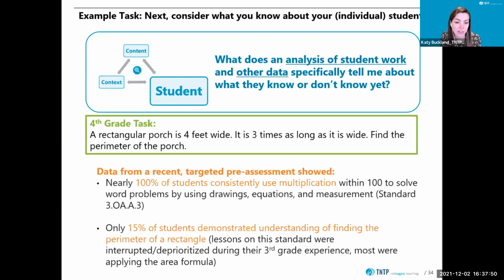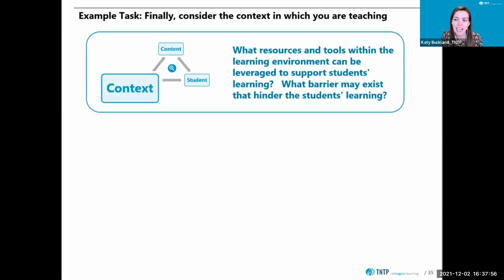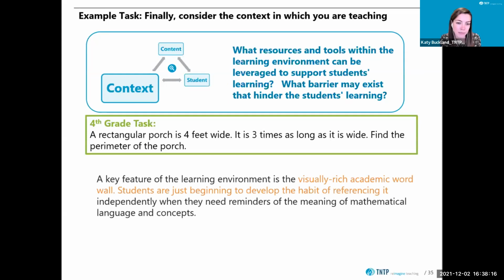So now that we've thought about the students, we can consider that last piece of the triad, the context. And so to consider the context, teachers can ask themselves this question: what resources and tools within the learning environment can be leveraged to support students' learning? What barriers may exist that hinder the students' learning? And so in this classroom, as the teacher considered the context, they noticed that a key feature of the learning environment is this visually rich academic word wall. And students are just beginning to develop the habit of referencing it independently when they need reminders of the meaning of mathematical language and concepts.